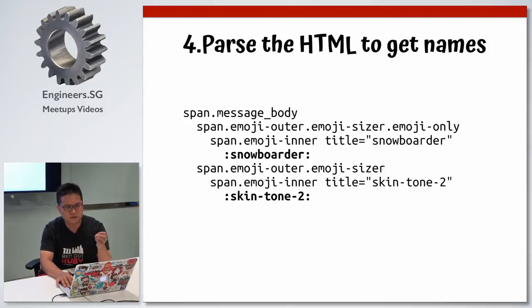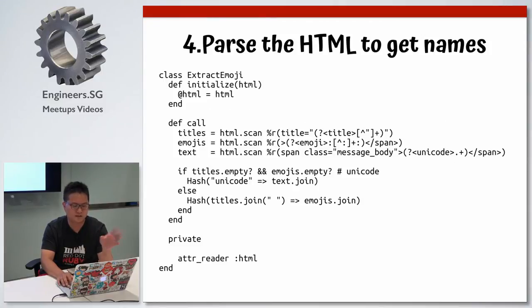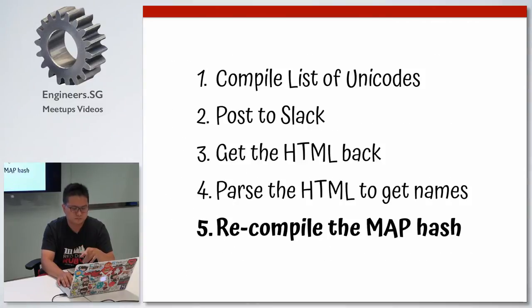Actually there are three types of emojis when I get them from Slack. This is the first one, the second one, and the third one. So I wrote some Ruby to parse this. This is really small, but I will post the slides later. You can check. I wrote this Ruby class and some tests, then I got all the names back. Then I can recompile the map hash.